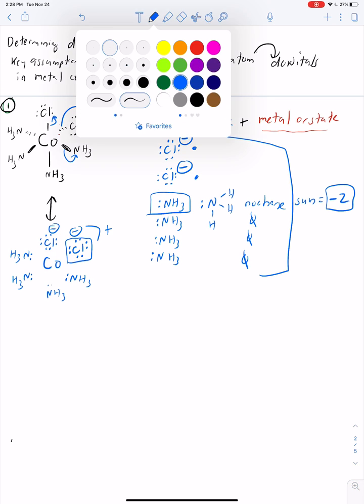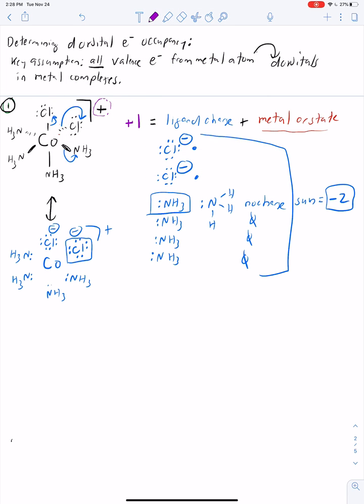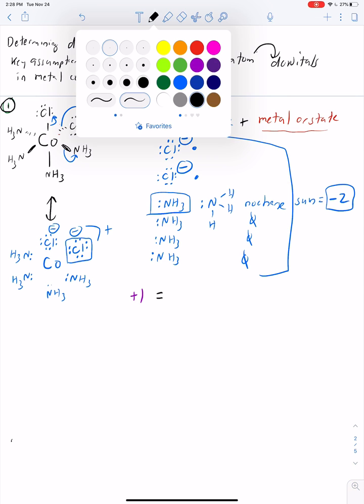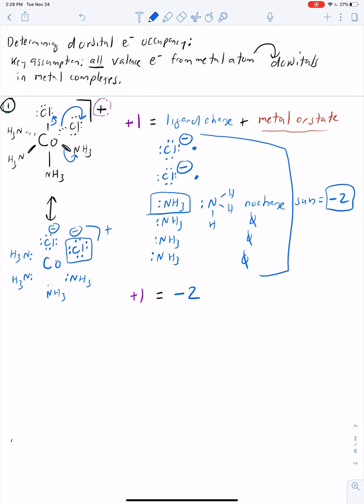So we end up with this equation that says the overall complex charge is +1. And that's equal to the ligand charge, which is the sum of the charges of all the free ligands. That's equal to -2, plus the oxidation state of the metal. And I can then move that -2 to the other side of the equation, and I can say that +3 is the oxidation state. I have cobalt 3+, or 3+ is the oxidation state.